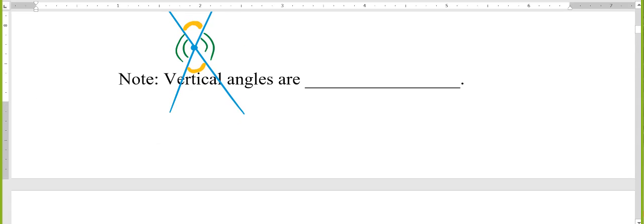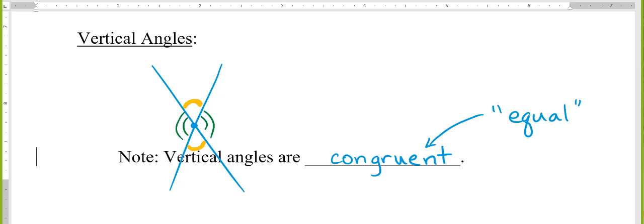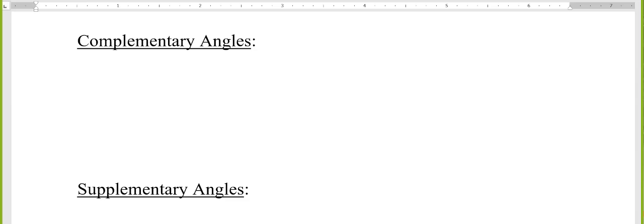And I'm going to tell you, vertical angles are congruent. Congruent is a fancy word that means equal. Congruent is just a fancy word for equal. This is the rough part because this is introducing a lot of different definitions to you.